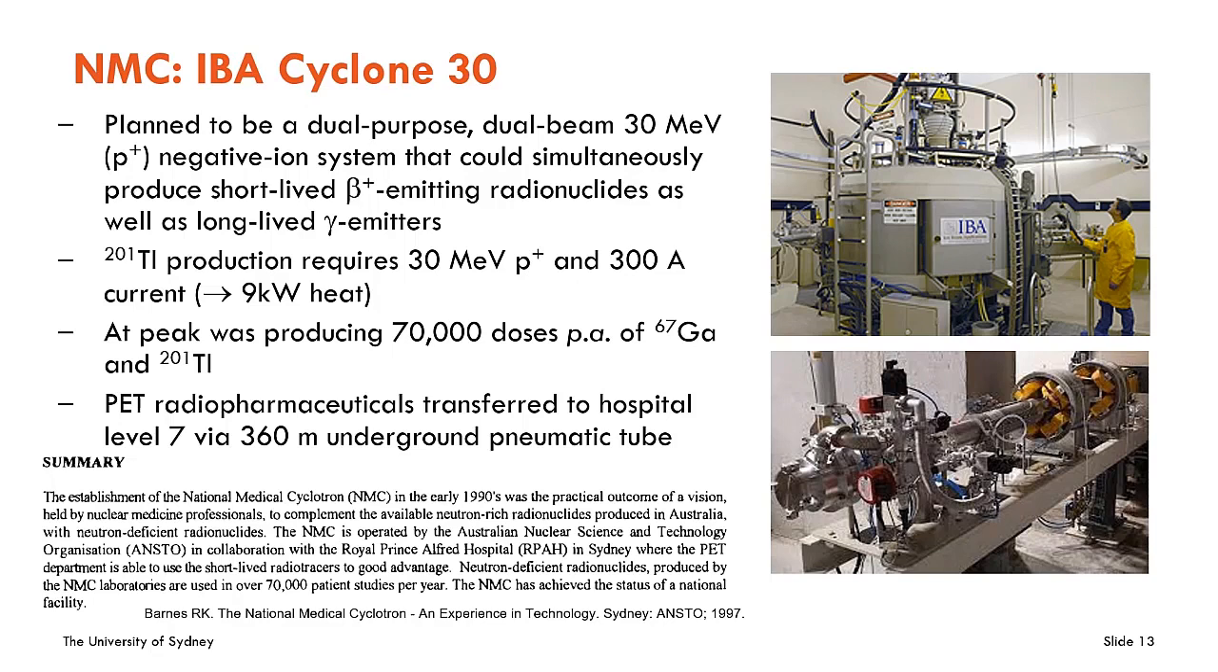Whether it ever really achieved this is questionable, and it laboured under this problem for many years. At its peak, however, it was producing 70,000 doses a year of gallium and thallium, of course, which we now have to import because this machine was decommissioned in the mid-2000s. As I mentioned, the PET radiopharmaceuticals were transferred to the hospital on level 7 of the Albert Pavilion of RPA via a 360-metre underground pneumatic tube.